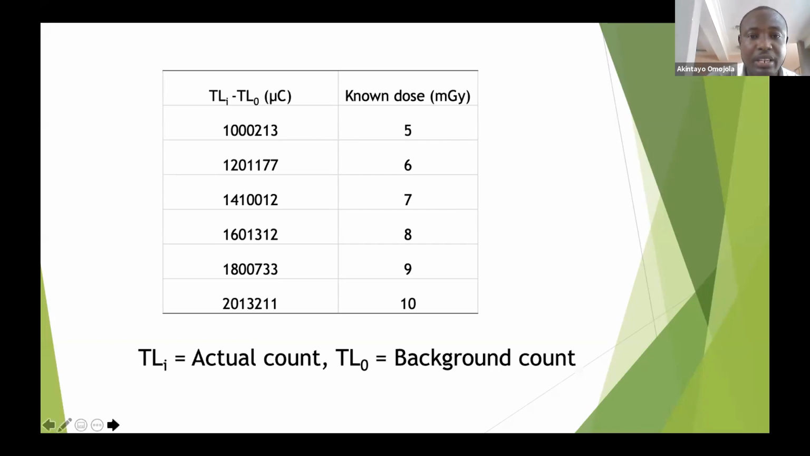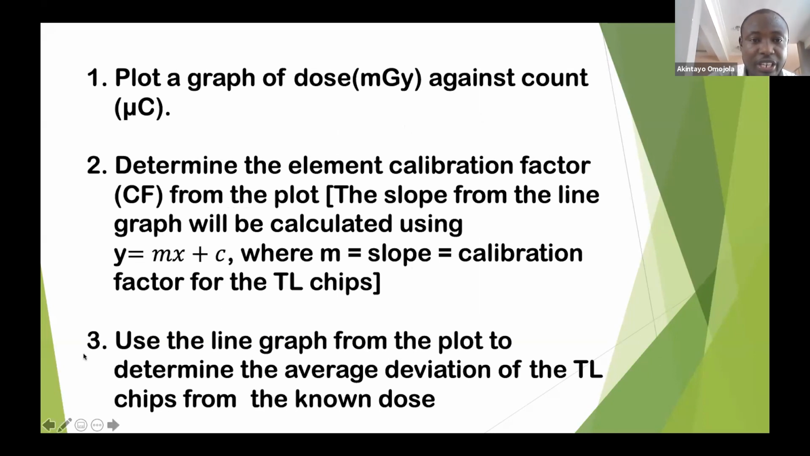So we are going to plot a graph of this dose against count using our Excel sheet. Now, two, we are going to determine the calibration factor from the plot. You should know that the slope from the line graph will be calculated using y = mx + c. I know we all know that.